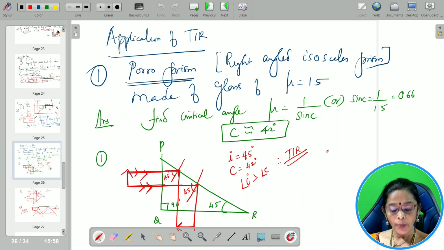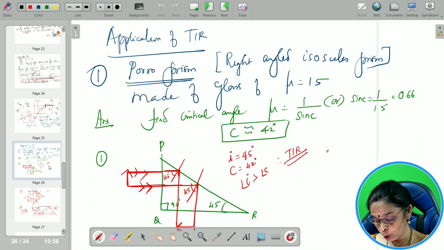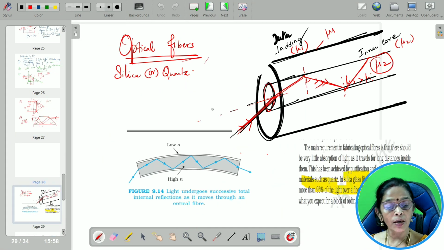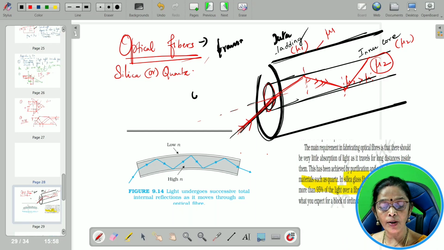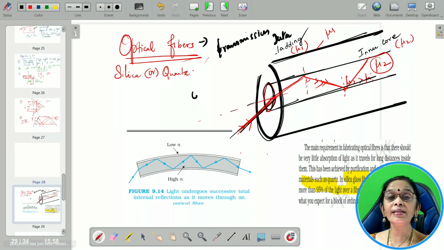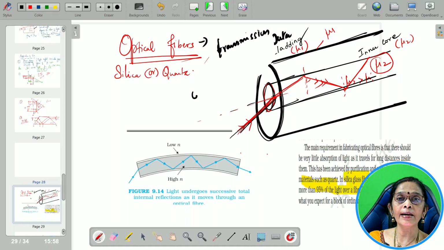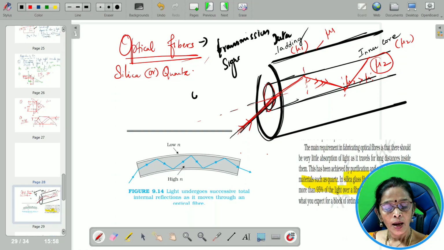We have seen some interesting applications, that is the porro prism. As well, we have seen the transmission of signals through optical fiber. What signals are transmitted? Nowadays, we are getting internet signals. First it is converted into light signals, and these light signals are passed through the optical fibers. Light signals travel very fast. You know very well the speed is 3 into 10 power 8. That's the reason it is transmitted as a light signal.